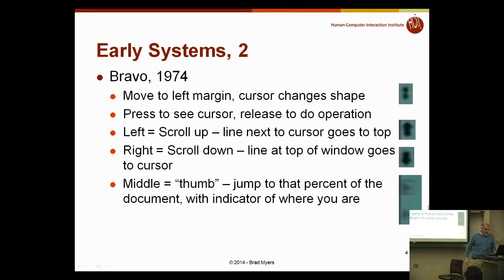And then the middle button did thumb, and so you get a little marker, which was a box to show where you are. So it would use, like we're used to now, the whole side of the screen as the scroll bar, and it would show you what part of the file you're at now, and then you could move up and down, and you'd get this little triangle to show you where you'd go, and then when you release, it would jump there. Did we talk about why it's called the thumb?